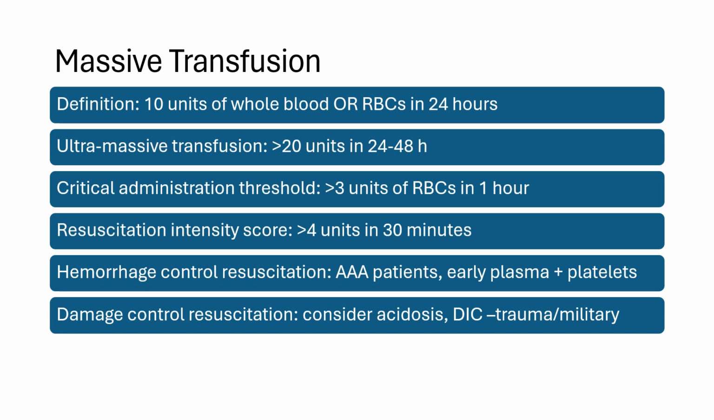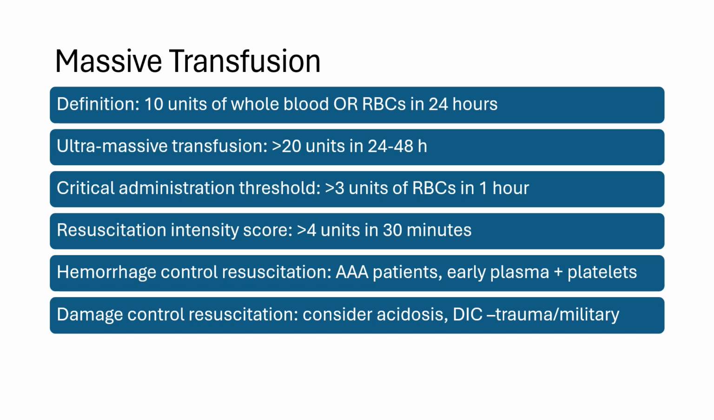A couple other things we need to talk about is this ultramassive transfusion. That is typically seen in trauma patients, although you can see it in a medical population too. That's greater than 20 units in a 24 to 48-hour time period. The critical administration threshold is where it's greater than or equal to 3 units of packed red blood cells within an hour.